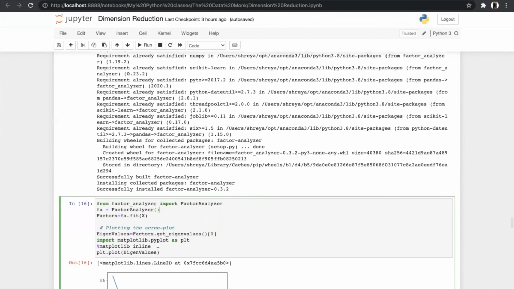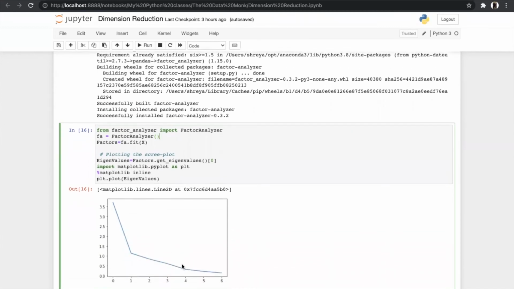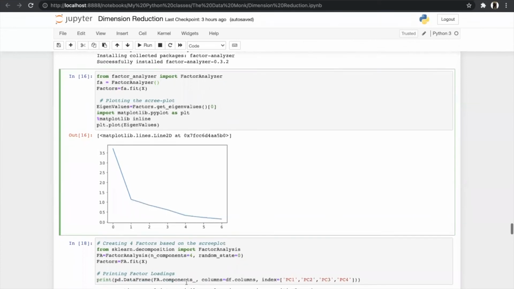After plotting the scree plot, this is what it looks like. From the scree plot, we take the point from where our line is getting straight. Looking at this plot, we can see that at point 4, our line is getting straight. Therefore, we will take 4 as our number, and we will make 4 factors out of all the columns. So now we are creating 4 factors based on this scree plot.